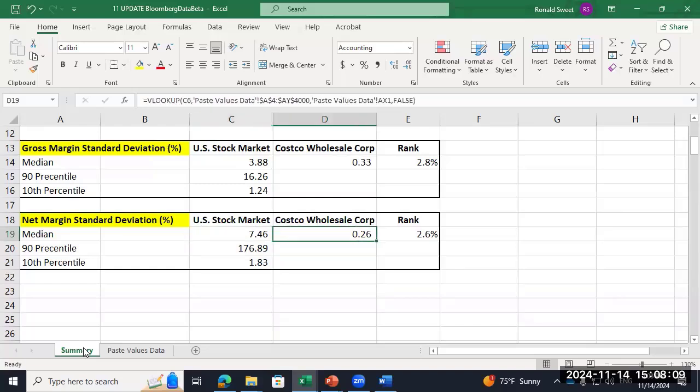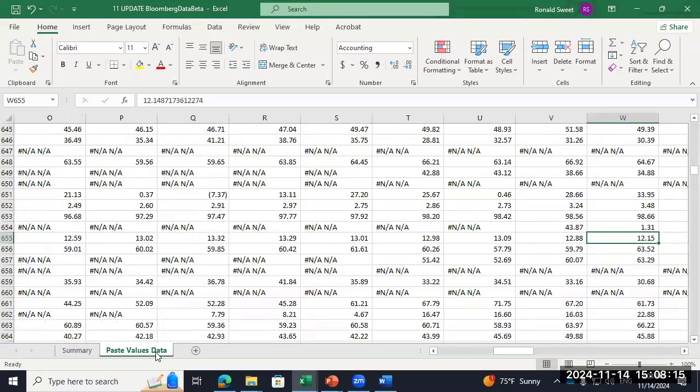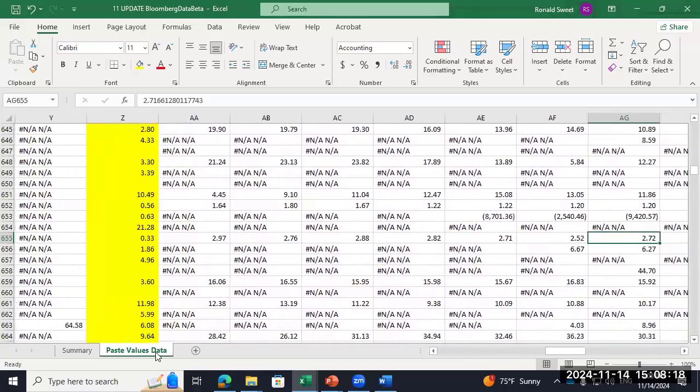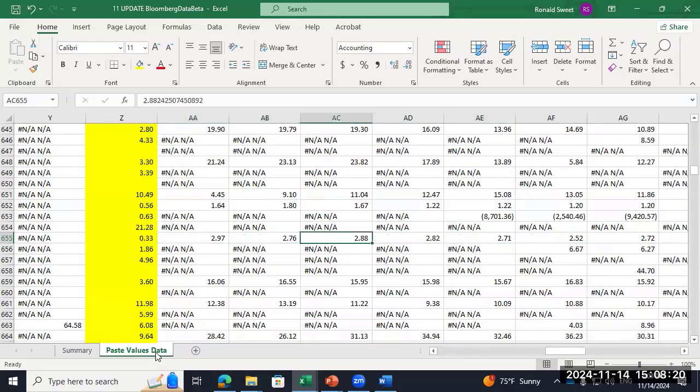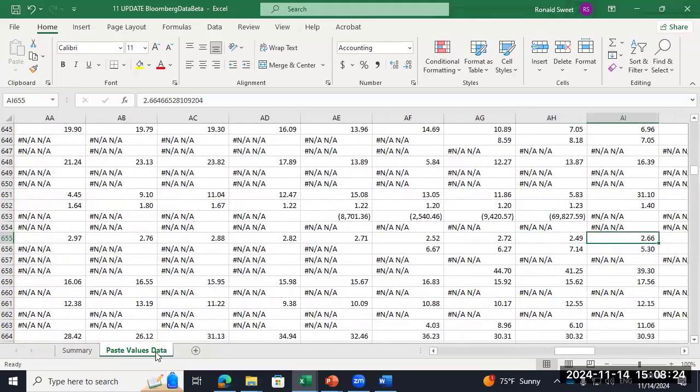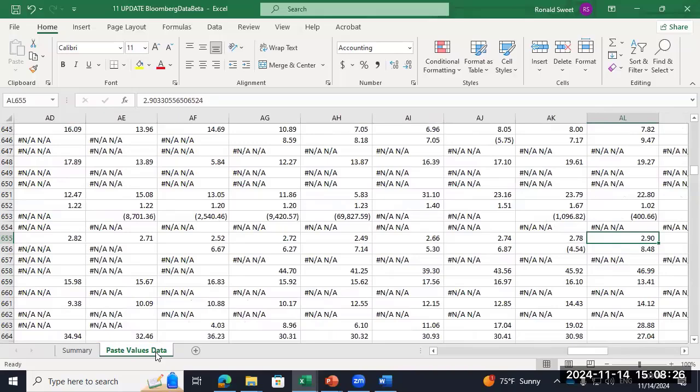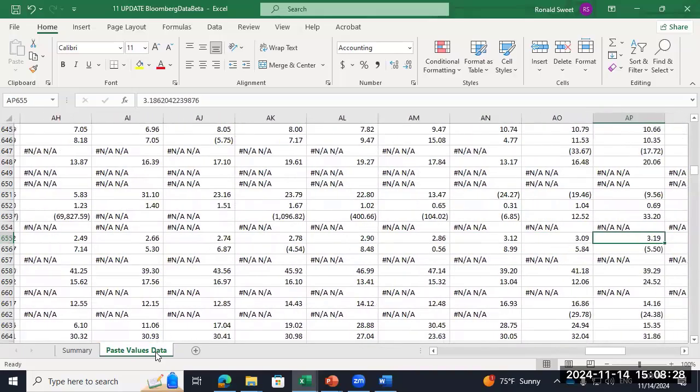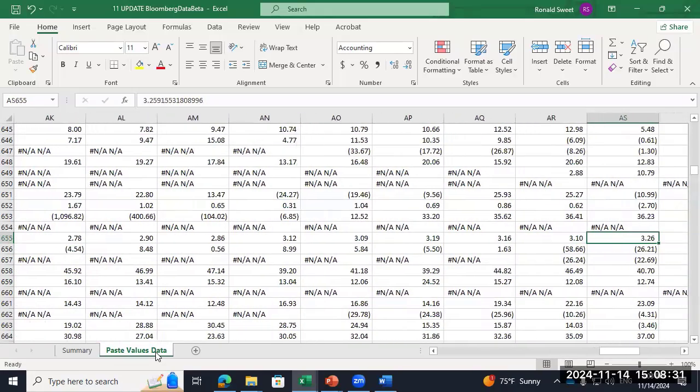And look at the standard deviation of their margins. That looks pretty low, doesn't it? Hardly even moves. And you can see it in the data. Just look at the data. Here are their net margins: 3%, 3%, 3%, 3%, 3%, 3%, 3%, 2.5, 3, 3, 3, 3.